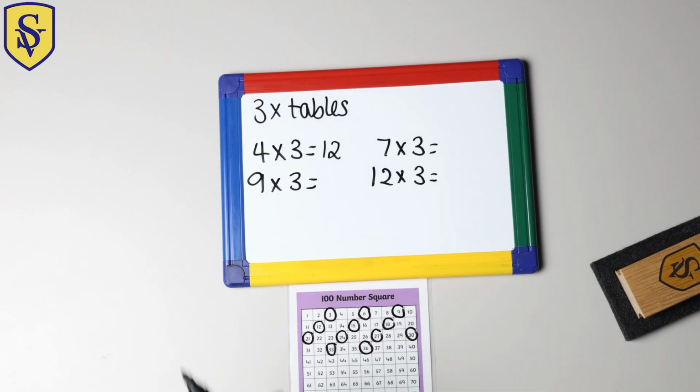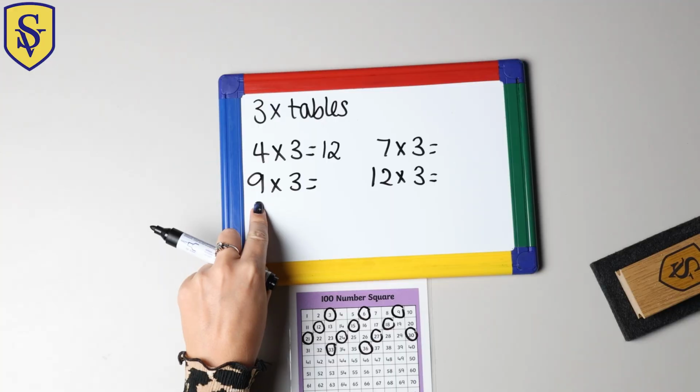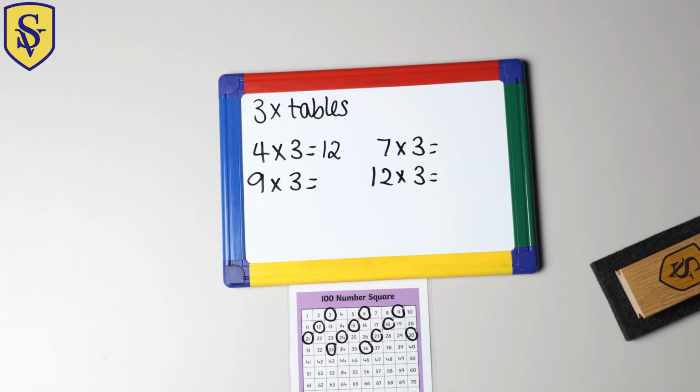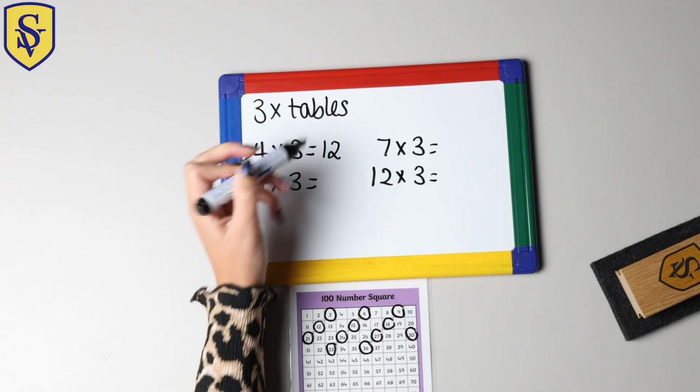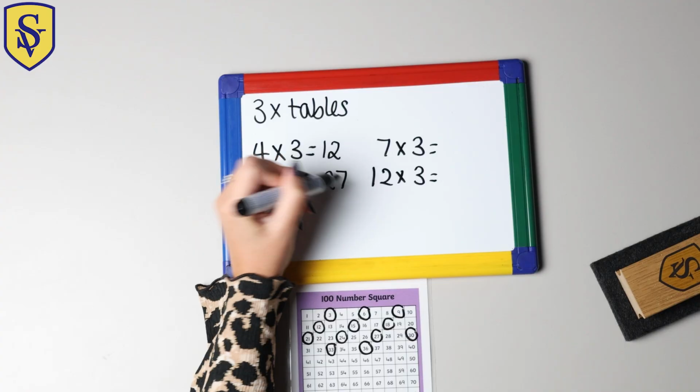For the next one, we're going to go down to 9 times 3. So this time you're going to count to the 9th circle. So 1, 2, 3, 4, 5, 6, 7, 8, 9. And the 9th circle is 27, so 9 times 3 is 27.